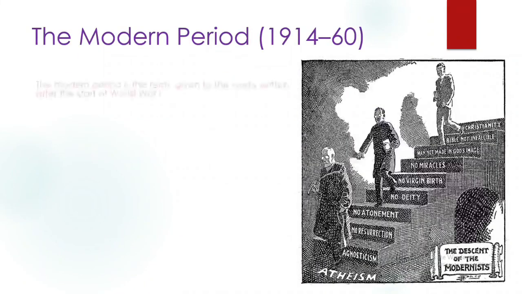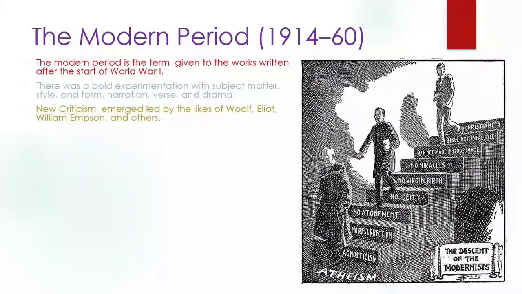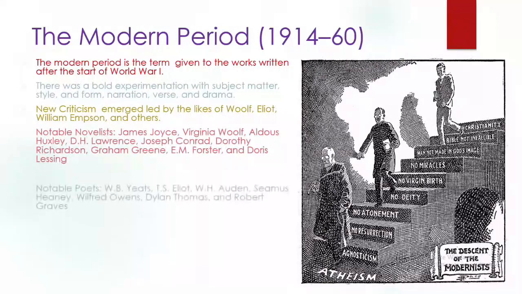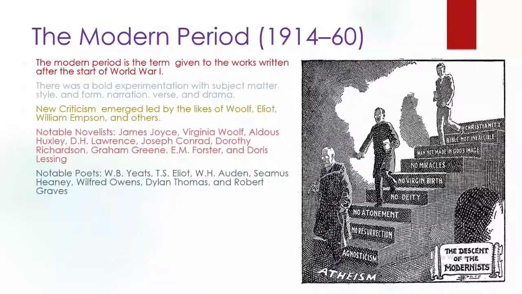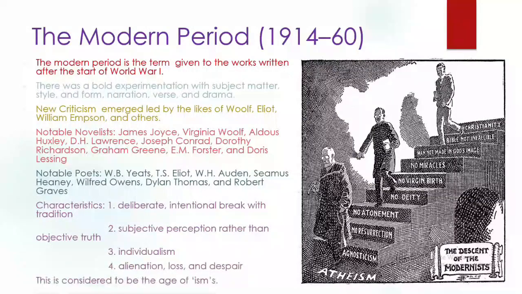The Modern period. This period paved way for a bold experimentation with the subject matter and style of literary works. This age saw the birth of distinguished novelists and poets who were deliberate and subjective to truth. Emphasis was laid on individualism and alienation. This age is considered to be an age of isms.